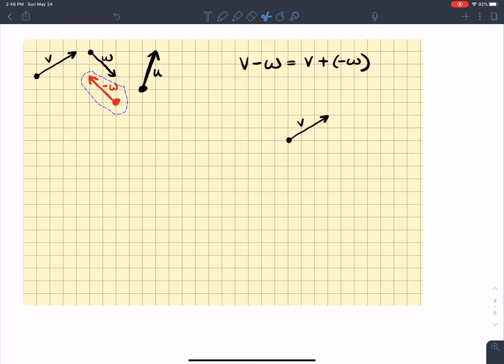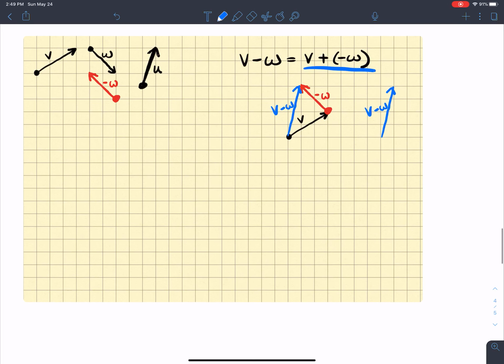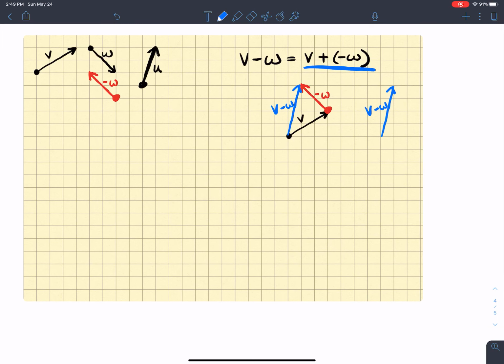Let me put that back. All right, and so that gets me to right there. So this is right there. That is v minus w. So that's your answer right there. All right, let's try another one.